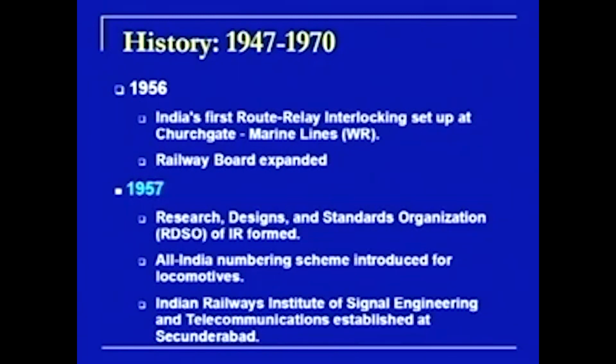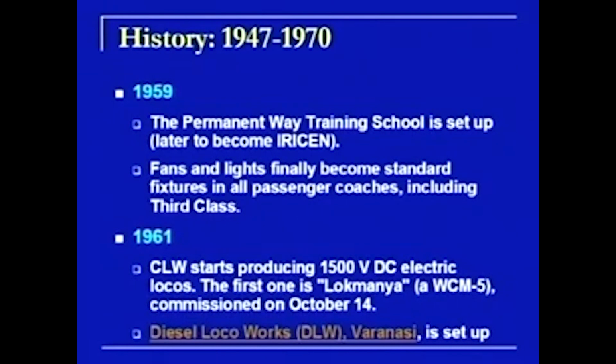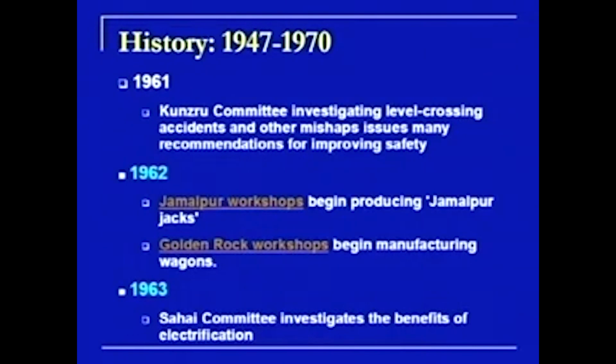But this is one of the important areas where the total control of the movement of trains is taken care of. The permanent way training school was also set up. Then slowly some more facilities were provided in the passenger coaches. They were in terms of the fans and lights. Chittaranjan Locomotive Works started producing the electric locomotives, and the loco work at Varanasi was also set up in 1961.